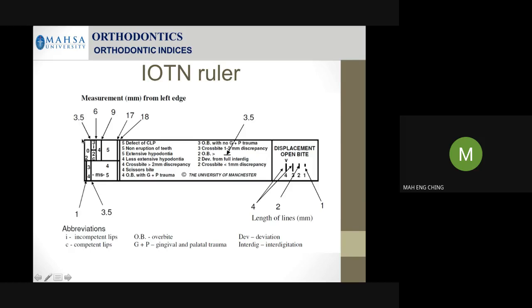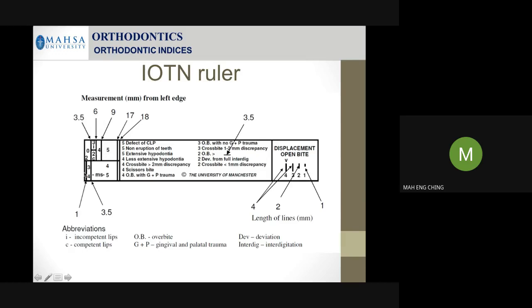So at the top left, if the overjet is less than 3.5, then it is category 2. Let's say 3.5 to 6, then it can be 3 or 2. With incompetent lips, it comes to category 3 or grade 3. If the lips are competent, then it falls into 2. And if the overjet falls between 6 and 9, you have grade 4. If it's more than 9 millimeters, then it becomes grade 5.